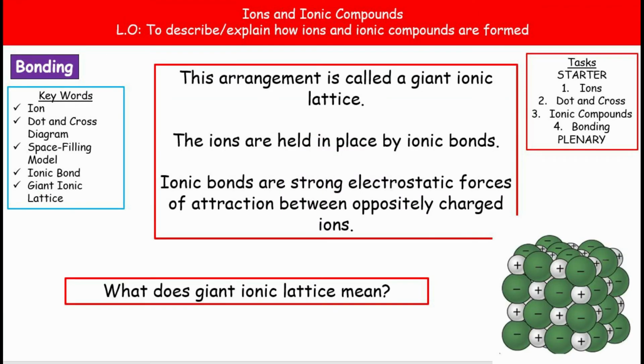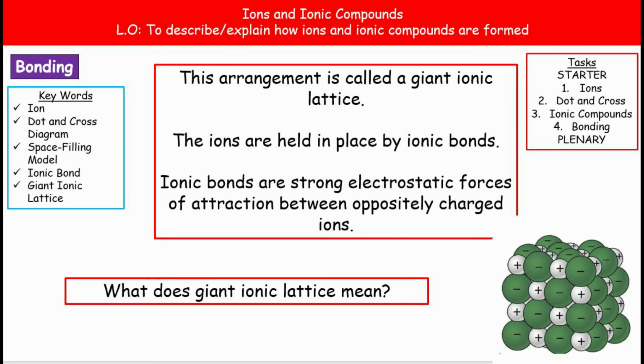Now, when you described it, you probably said something along the lines of there are alternating positive and negative ions, or the positive ions are surrounded by negative ions. Now, the reason we get that is because we formed a structure called a giant ionic lattice. And this is an important phrase to know.